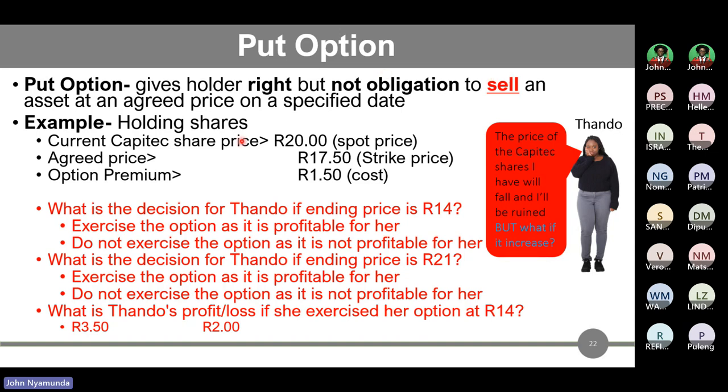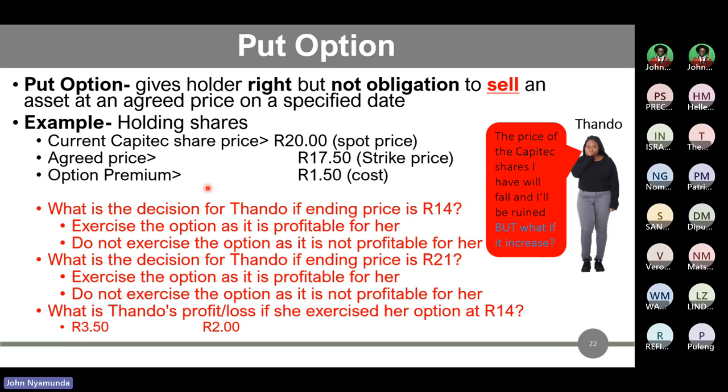So in this case, as an example, let's say the Capitec share price is 20 rand today, which is the spot price. Remember, spot price is the price today. Then in the market, Tando can say, okay, if the agreed price at maturity is 17.50, I can't let my price go below 17.50. So I go and buy a put option at 1 rand 50. Because to get a right but not an obligation, you have to pay something. This is called an option premium. That's the cost.